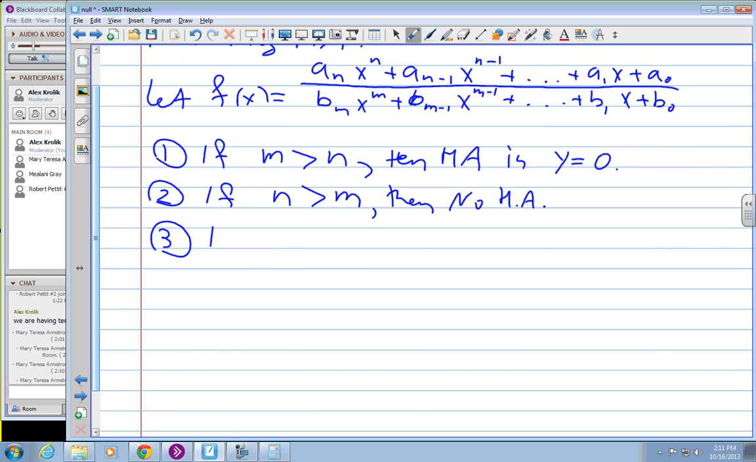And three, finally, if the degree of the numerator is the same as the degree of the denominator, then the horizontal asymptote is the ratio of leading coefficients. So in this case, the horizontal asymptote is y equals a sub n over b sub n. So, ratio of leading coefficients.